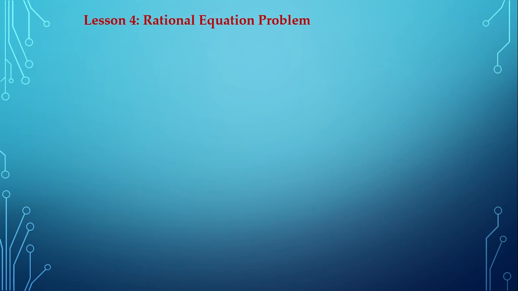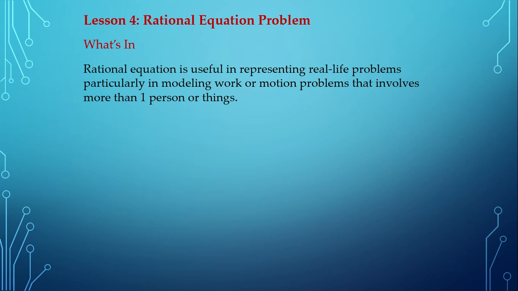Okay, up next is lesson number 4, rational equation problems. A rational equation is useful in representing real-life problems, particularly in modeling work or motion problems that involve more than one person or thing. For example, speed. In science, speed is represented by v, which is equal to distance over time. So to compute for the speed, that is distance over time.